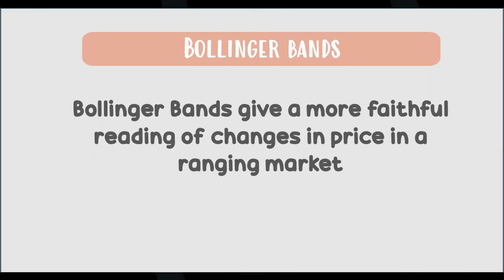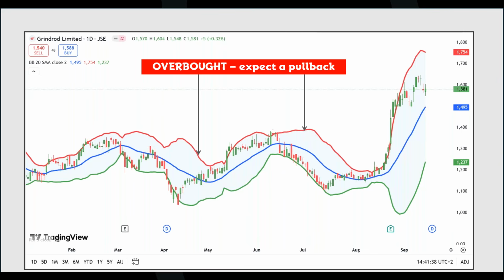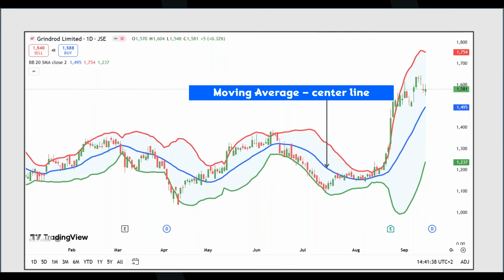I think Bollinger Bands and RSI are the most faithful at reading changes when there is a ranging market. A ranging market is when there's no trend. It's just moving sideways. There are a few banking shares that have been in ranging markets at this point. And these indicators can then help you to know whether that momentum is starting to rise or not. So this is basically how a Bollinger Band looks. The upper part will be overbought, expect a pullback. Oversold, expect a recovery, but the middle one is known as the center line, also a moving average.